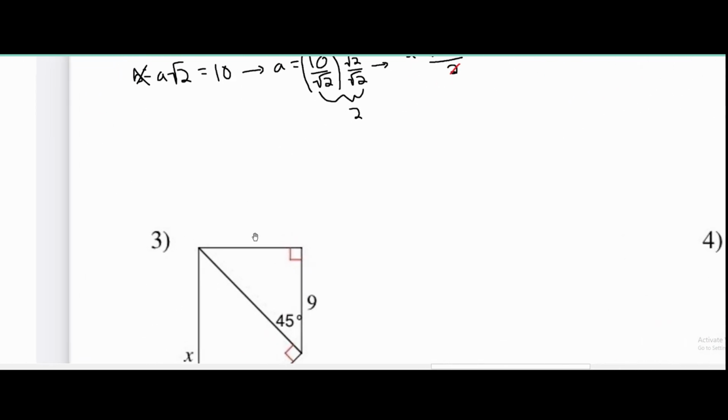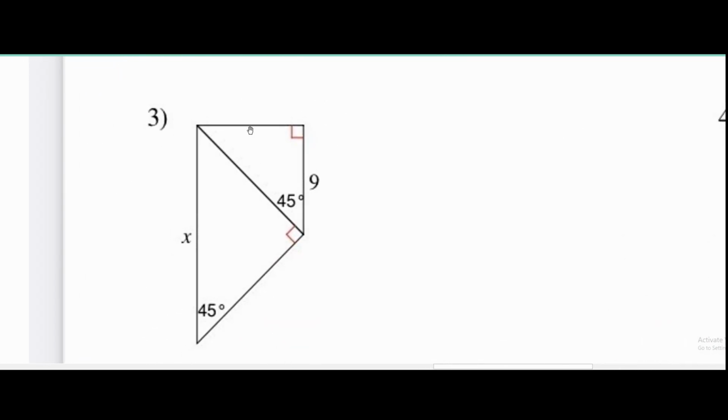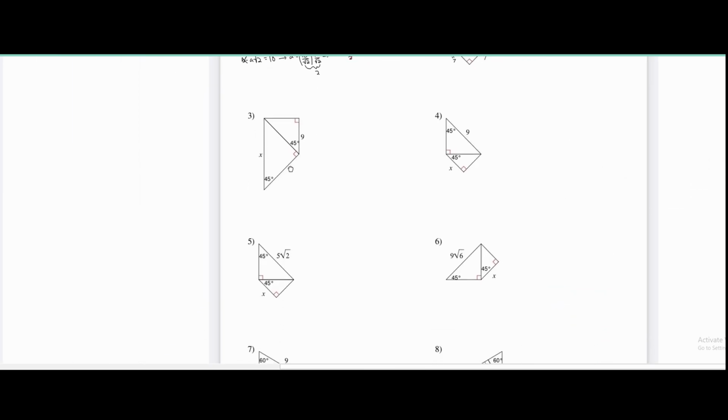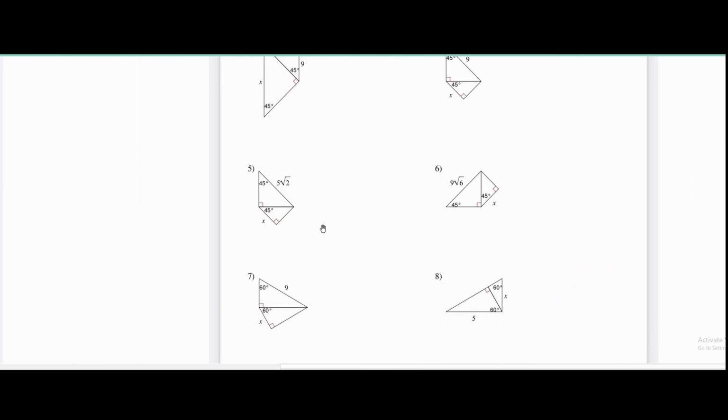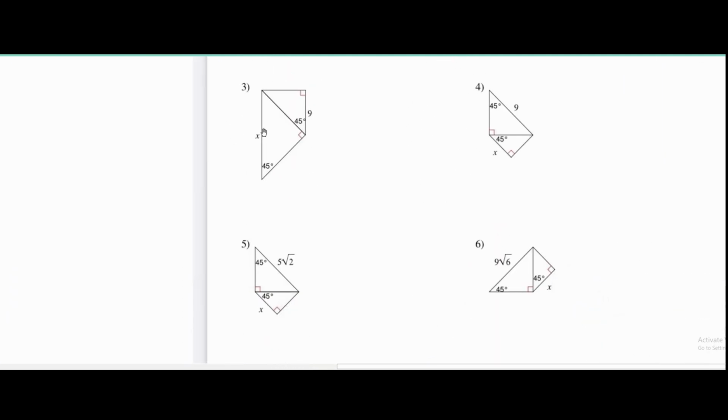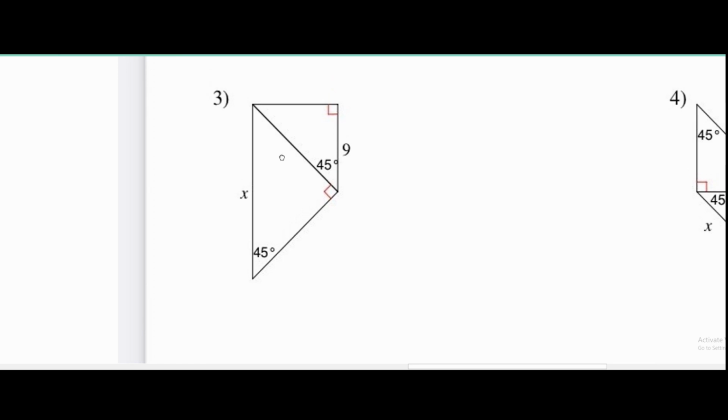Now we're going to move on to number 3. We see that we again have another 45-45-90 triangle. We actually have four 45-45-90s until we get to 7 and 8. That's when we have our 30-60-90s. So we're going to solve another one of these.